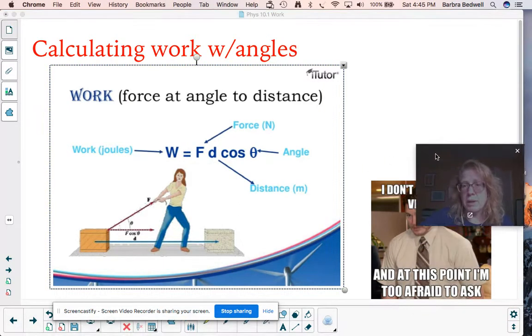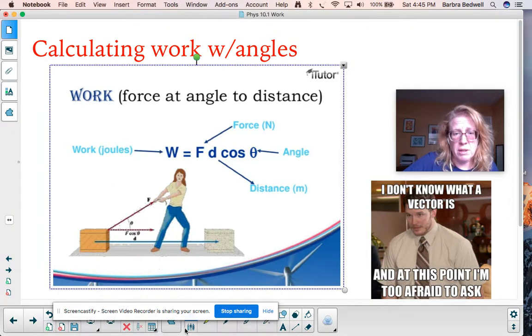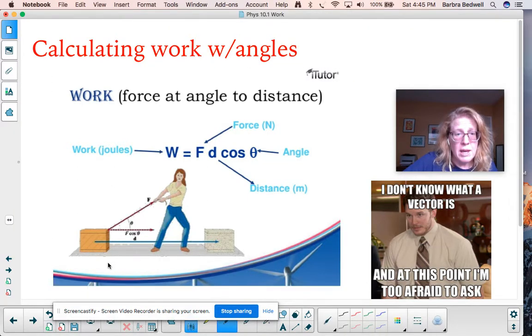When we are doing work at angles, we have to take vectors into account. If you're doing something like this person here pulling a big heavy box across, we get a slightly different version of this. If we're moving the box horizontally in this direction, that means only the component of force that's moving that same direction is working.